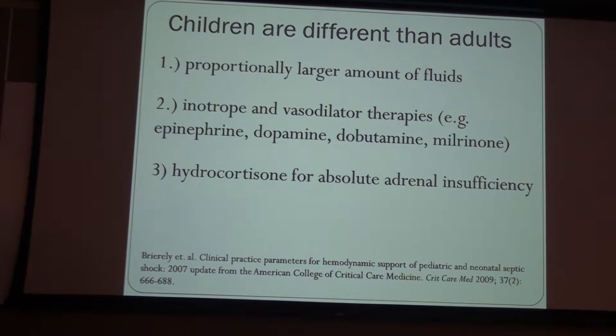But thinking about inotropes as opposed to just norepi, if you're used to thinking about norepi. Kids are more likely to need hydrocortisone, and then in children we have the option of ECMO for refractory shock.